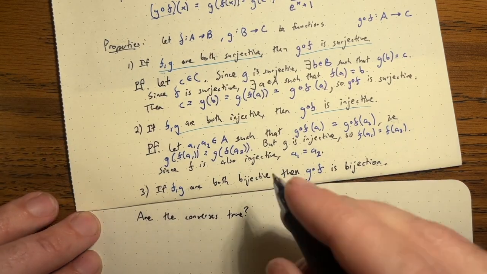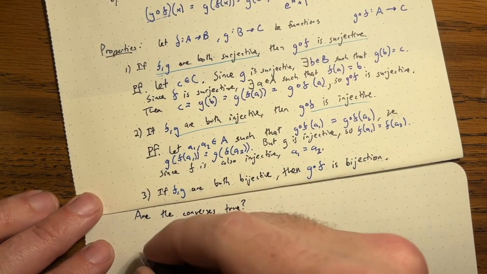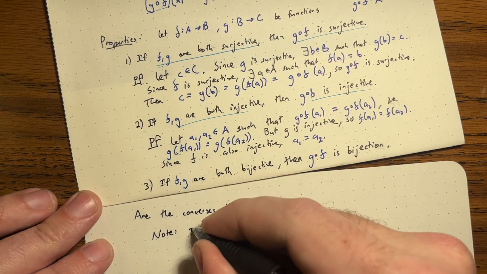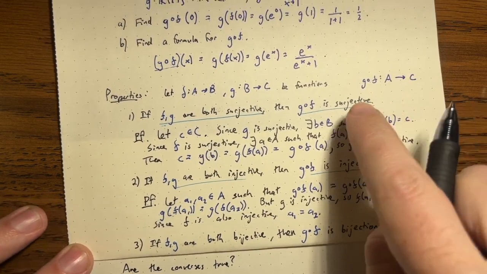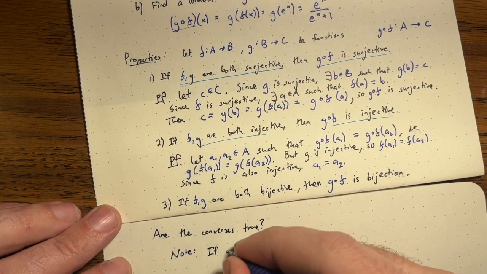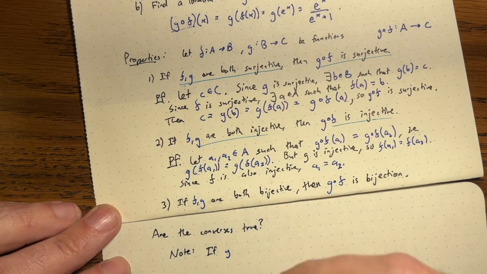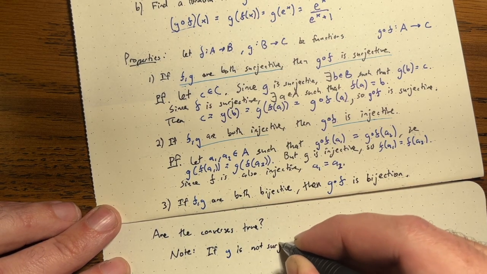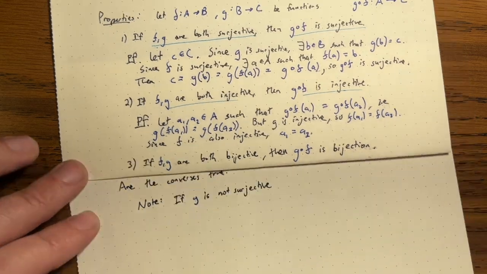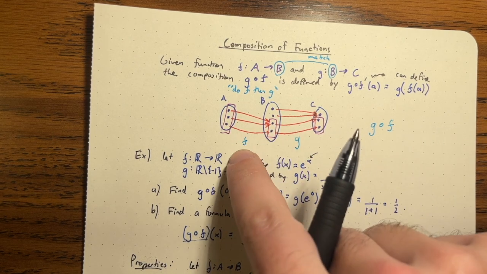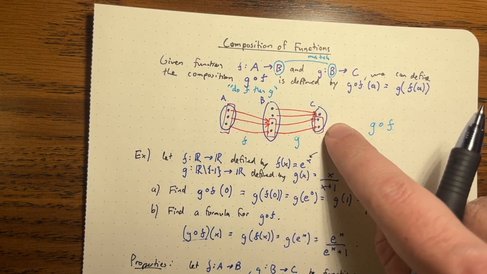And well, here's something we can definitely say. So let's think about the surjective case. So note, if my second function in the line, g, is not surjective, what do you think we can say about f composed with g? Well, g isn't surjective. If g doesn't hit everything, certainly f composed with g is not going to hit everything.